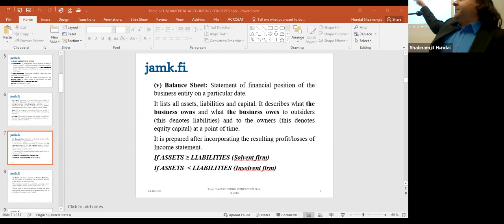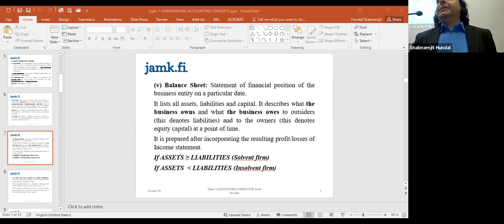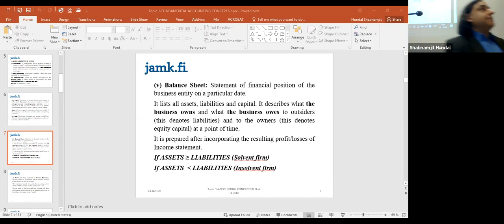Now, in the context of BP, we shall study assets and liabilities. This statement is called balance sheet. This whole statement is called balance sheet.